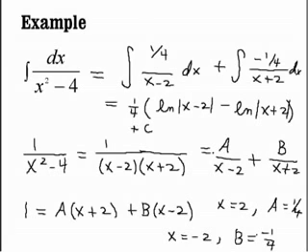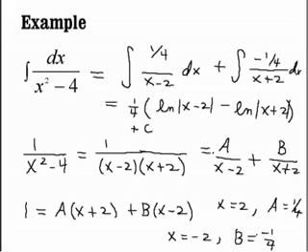We clear the fractions, multiply both sides by x minus 2 times x plus 2. And we get that 1 equals a times x plus 2 plus b times x minus 2. Suppose we let x equal 2. Then we get that a is 1/4. If we let x equal negative 2, then we get that b is negative 1/4.